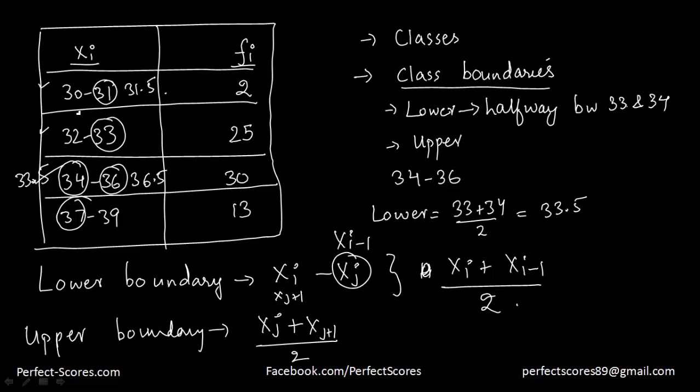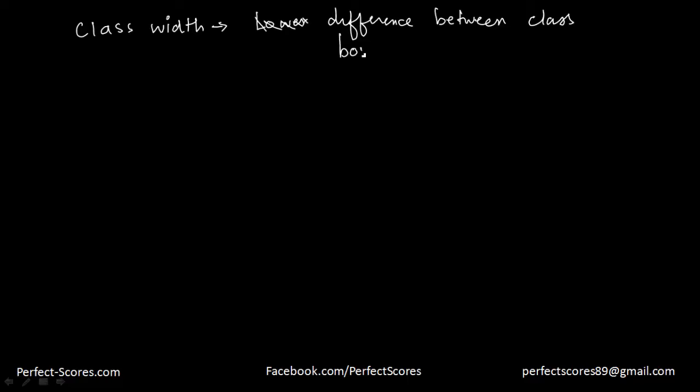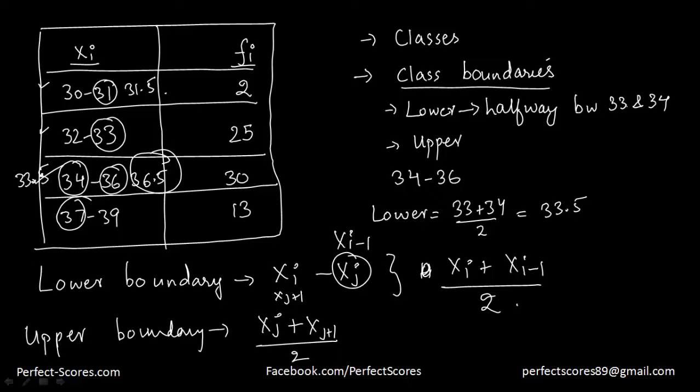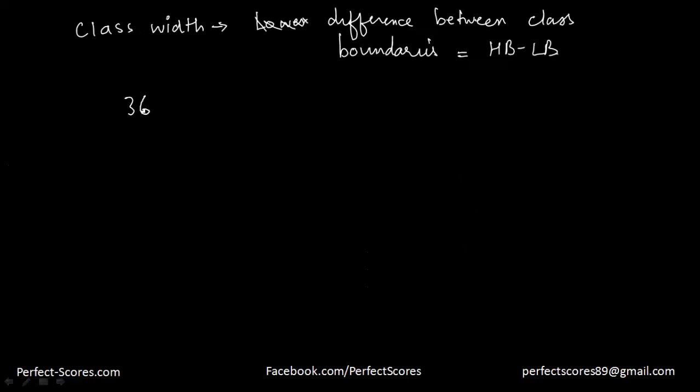Fine. So suppose you're understanding this point over here. The next thing that we're going to define is the class width. So what do you mean by class width? The class width is the positive difference between the class boundaries, so it is equal to the higher boundary minus the lower boundary. Let's suppose for this case the class width is 36.5 minus 33.5, which is equal to 3.